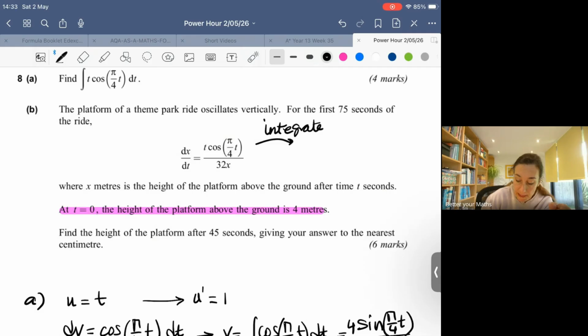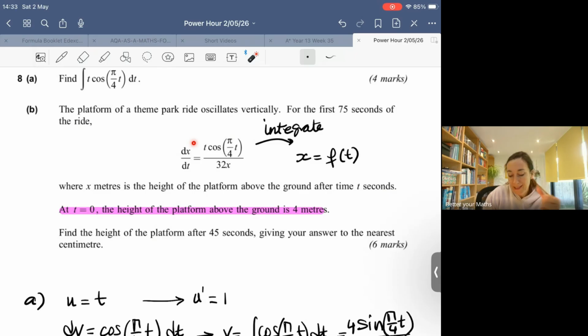This is going to give me x as a function of the time. I will be able to find x as a function of the time, so the height of the platform for any time. Then I will substitute my 45 seconds. If you have a question with a differential equation, 100% you're going to integrate it.